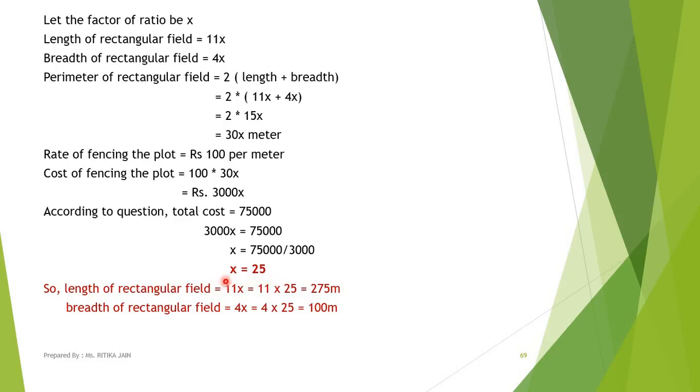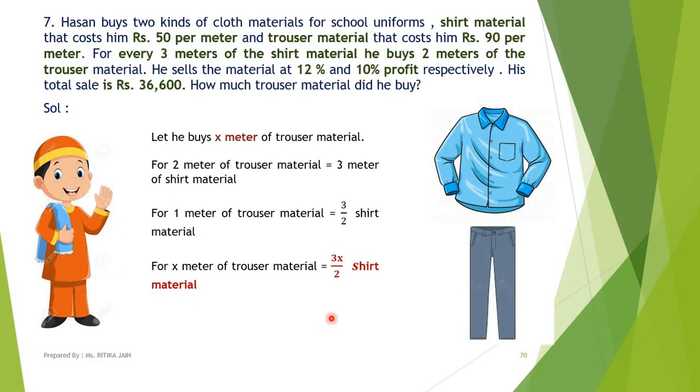Now this x is the factor of ratio. So the length of rectangular field will be 11x. 11 into 25, put the value of x in length and breadth, then we will get length as 275 meter, and similarly we will get breadth of rectangular field or rectangular plot as 100 meter. Now move to question number 7.